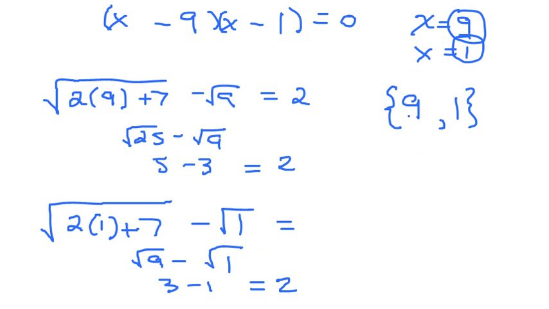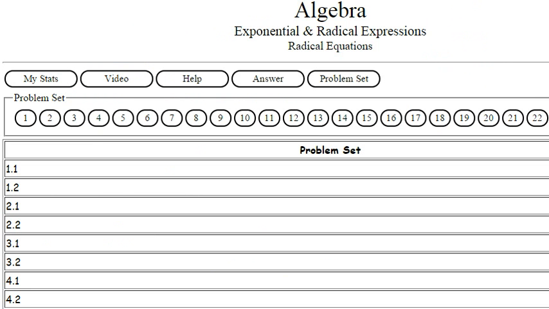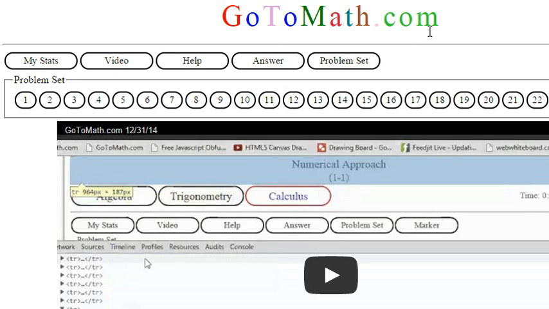Normally I put the smaller one there and the larger one there, but whatever. Doesn't matter. Anyway, we got the set that contains 1 and 9, 9 and 1, and those are your solutions to the equation. That actually wasn't as bad as I thought it was going to be. Over here at gotomath.com, we only got 2 more problems for this section. See you later.